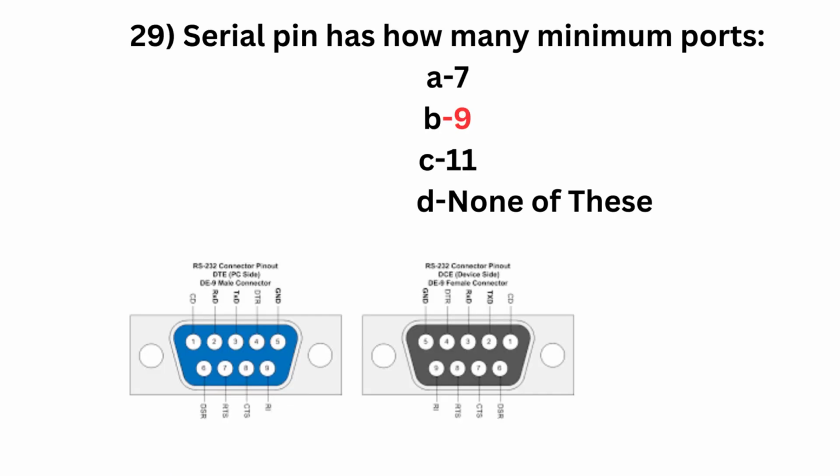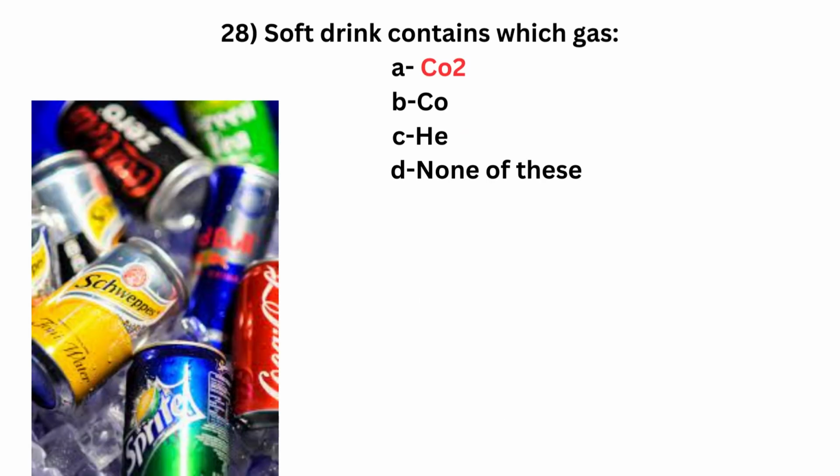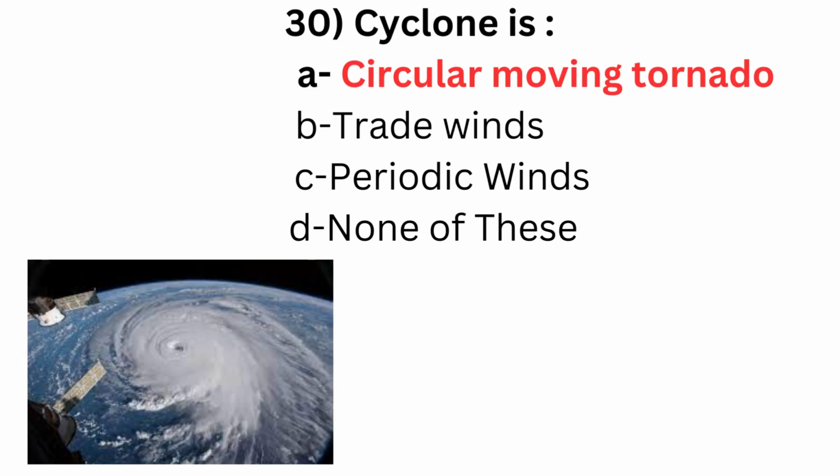So all of these. And a serial pin has how many minimum ports? So it is 9. And soft drinks contain which gas? So it contains CO2, carbon dioxide gas. And cyclone is basically a circular moving tornado.